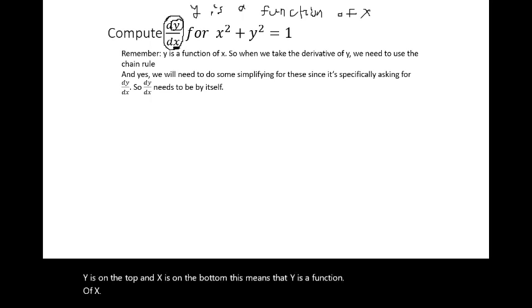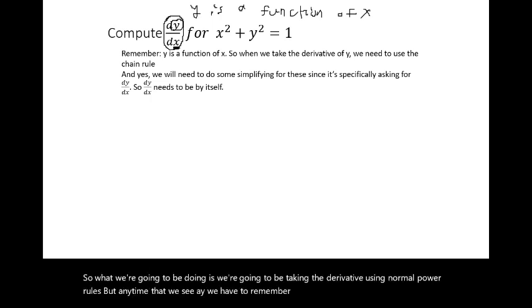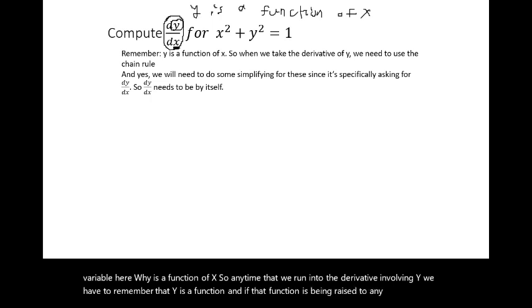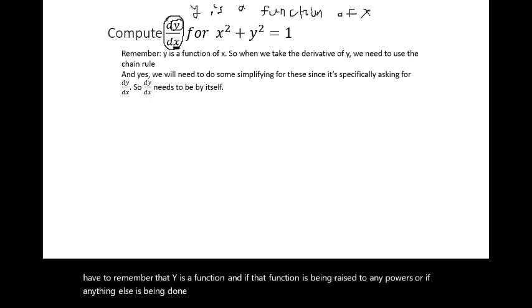So what we're going to be doing is taking the derivative using normal power rules, but anytime that we see a y, we have to remember that it is not actually the variable. X is the variable here. Y is a function of x. So anytime that we run into the derivative involving y, we have to remember that y is a function. And if that function is being raised to any powers, or if anything else is being done to that function, we are actually going to need the chain rule.